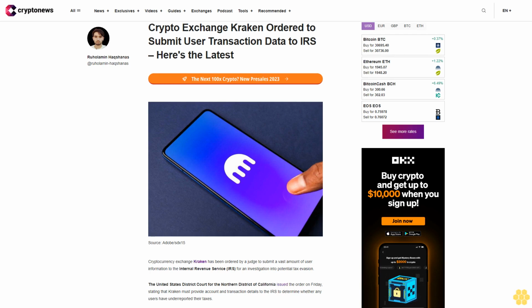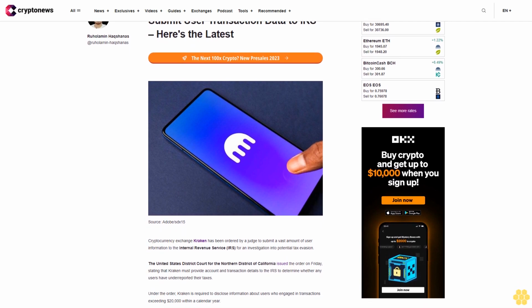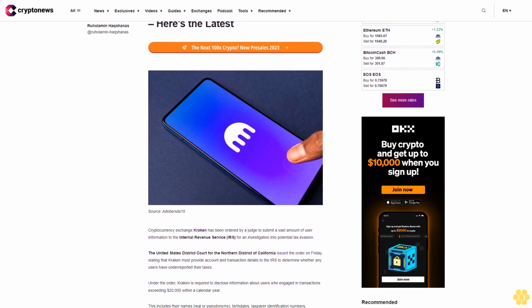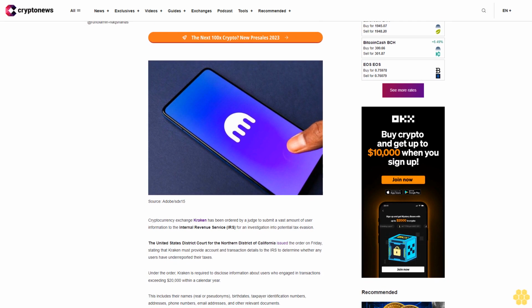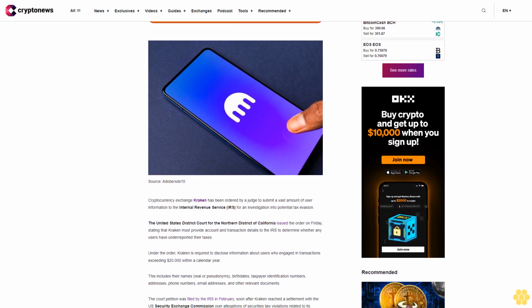Crypto exchange Kraken ordered to submit user transaction data to IRS. Here's the latest. Cryptocurrency exchange Kraken has been ordered by a judge to submit a vast amount of user information to the Internal Revenue Service, IRS, for an investigation into potential tax evasion.